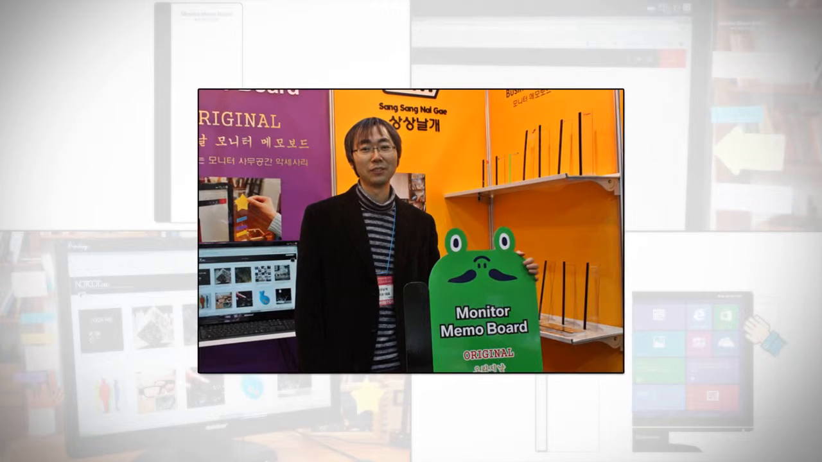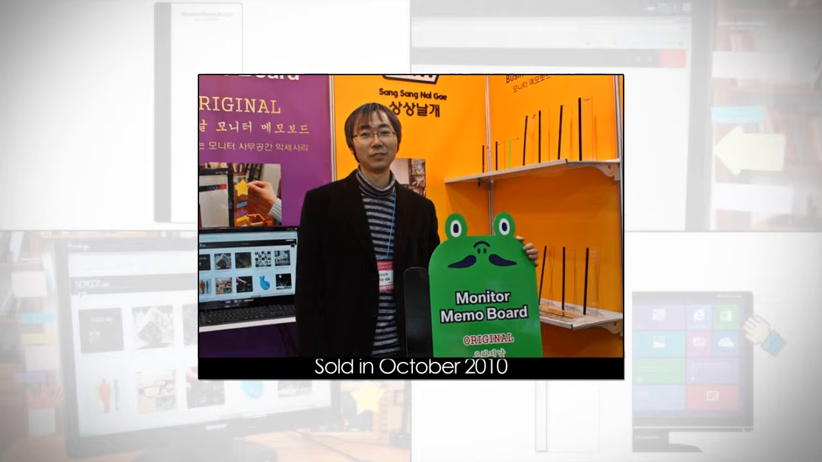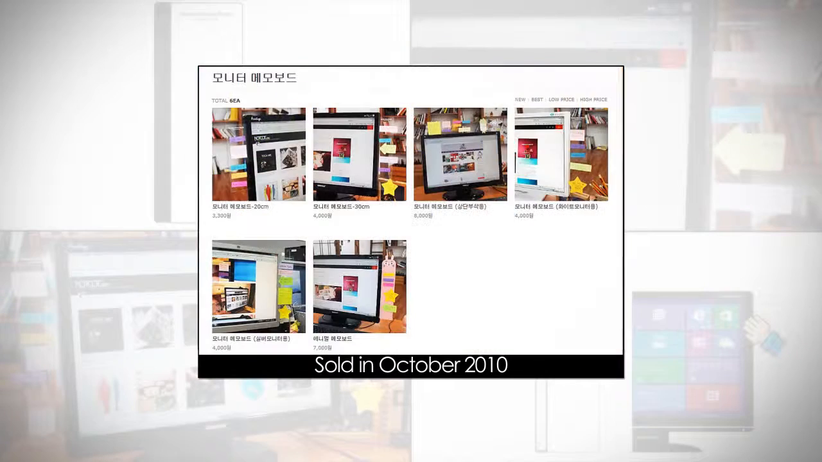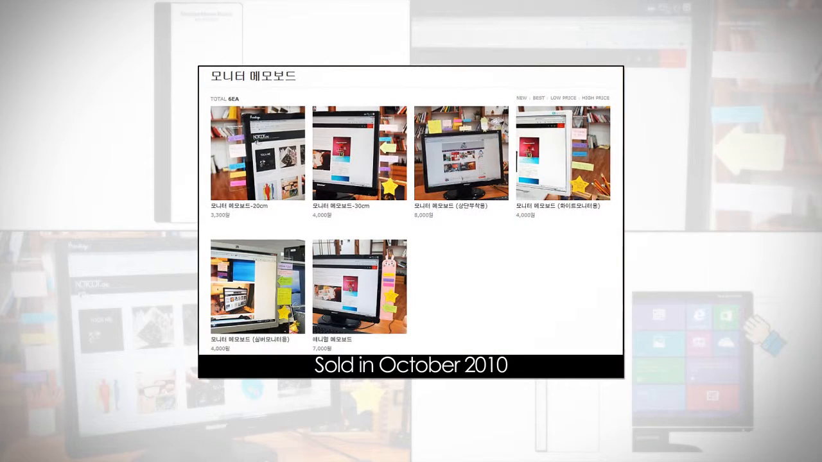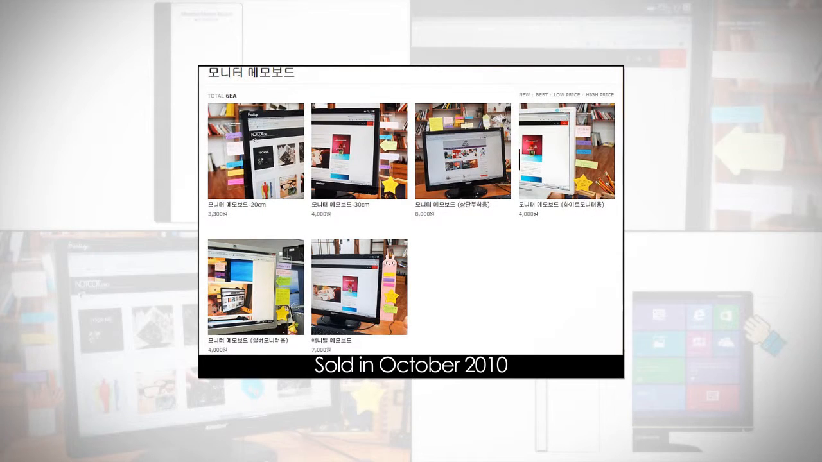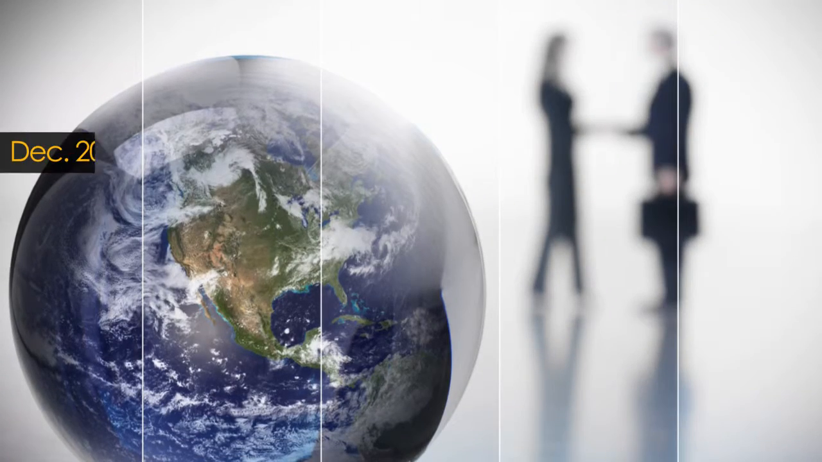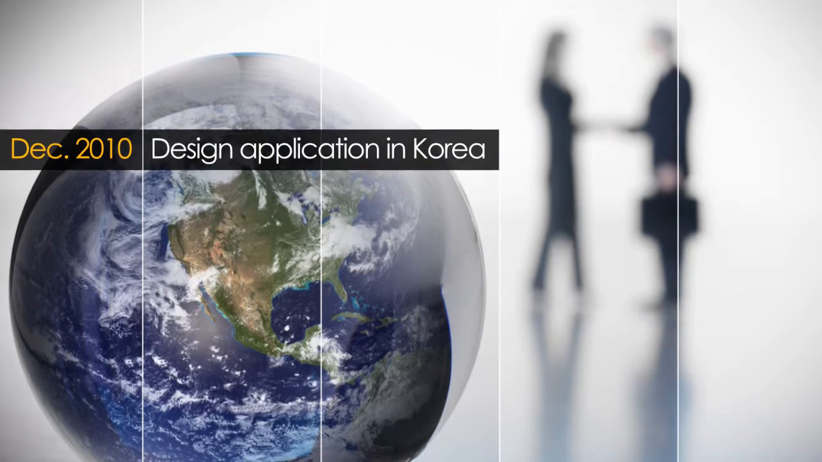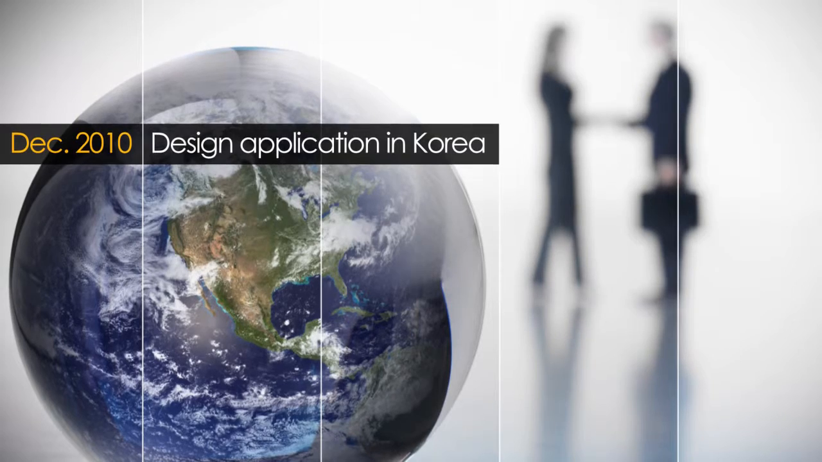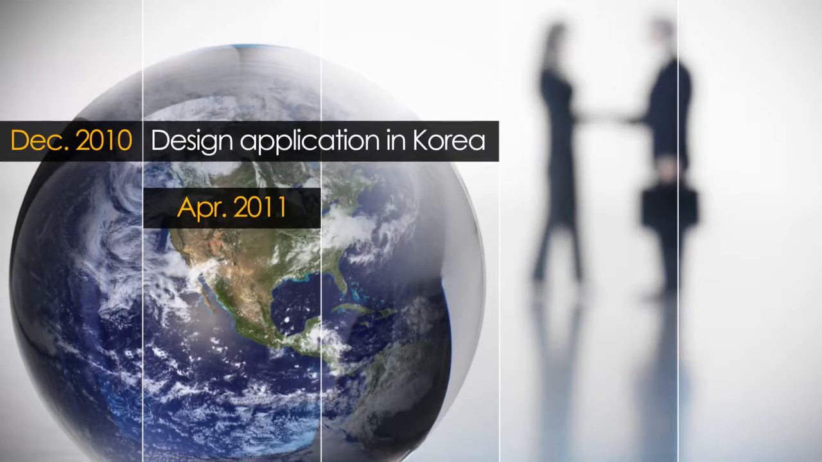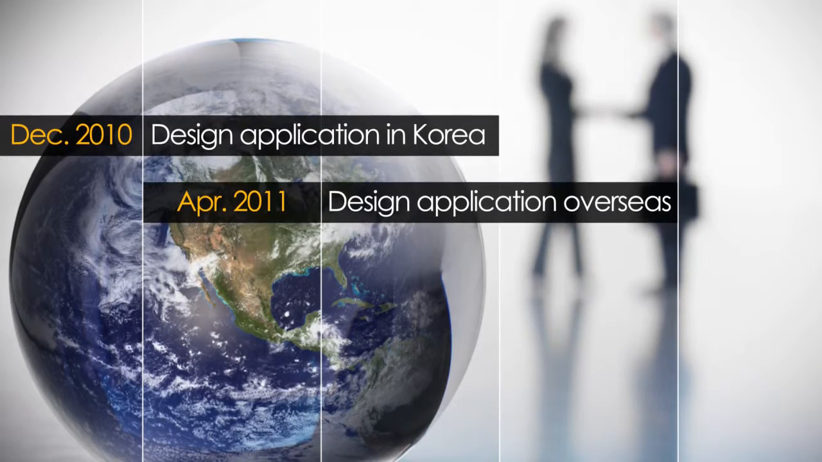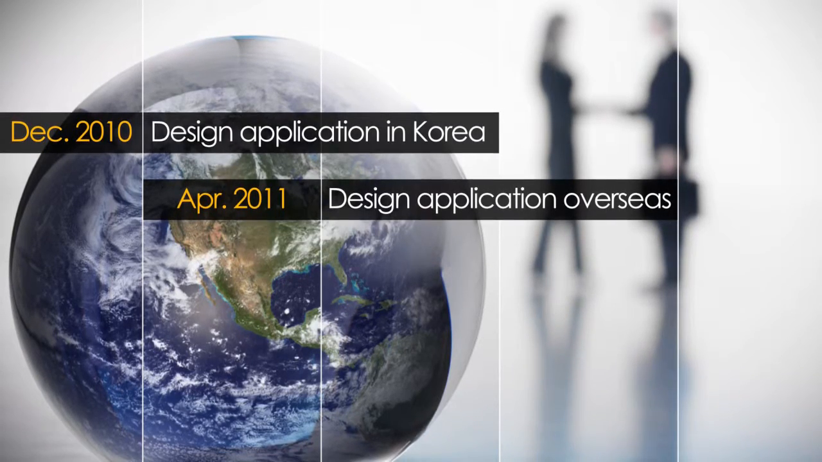Sangsang Nalge started to sell their product in October 2010 before they applied for design registration. After they confirmed its profitability in the market, they set up an IP strategy and focused on securing design rights. In December 2010, before the 6-month period was up after product sales, they completed the design right application. In April 2011, they were able to complete overseas application as well, including in the US, Europe, and Japan.